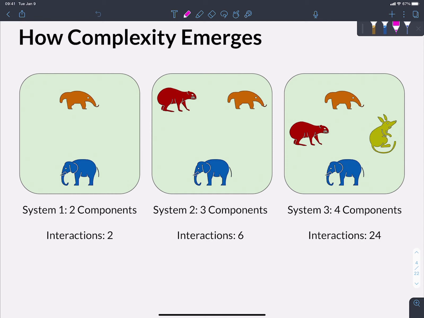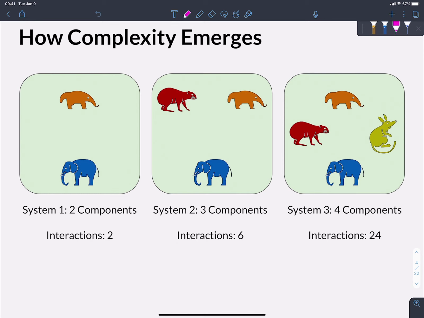We have some sort of boundary, and then we have components in there, and I've used some graphics of different animals to show the components. So in system 1, we have 2 components, an elephant and an aardvark. In system 2, we have 3 components. We've put in an agouti as well. And in system 4, we have a 4th component. Bonus points if you can figure out what that is.